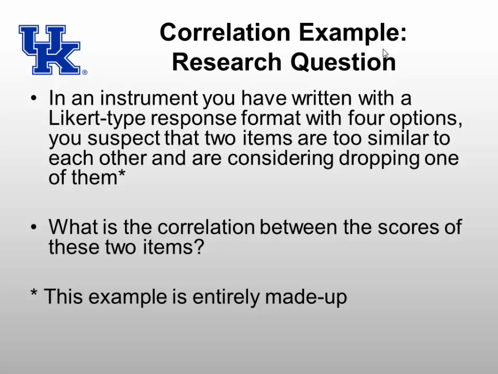If two items are correlated at some ridiculously high level, say 0.95, I would feel pretty comfortable saying, well, these are basically the same item, and including both of them is a waste of my time. I'm only going to use one. I don't have in my head a specific cut point, but I certainly know correlation is going to be part of the answer. And this is a made-up example, so I didn't take this from anything. So our research question is, what's the correlation between the scores of these 2 items?